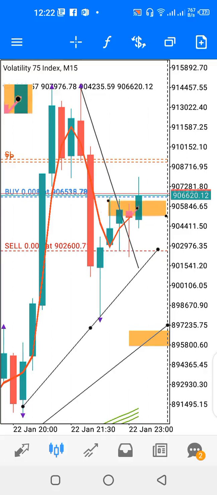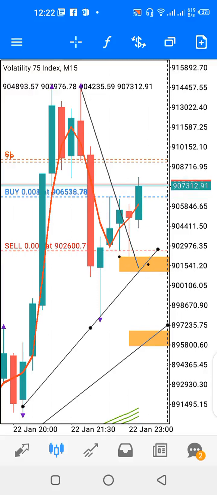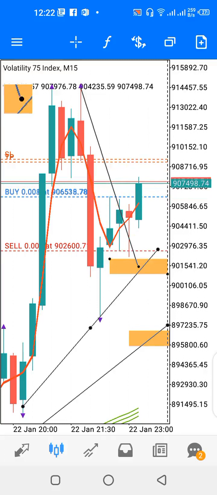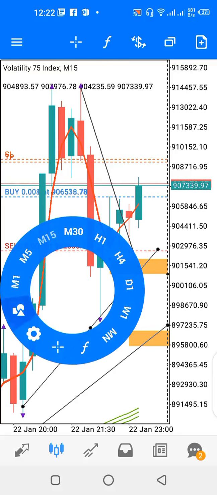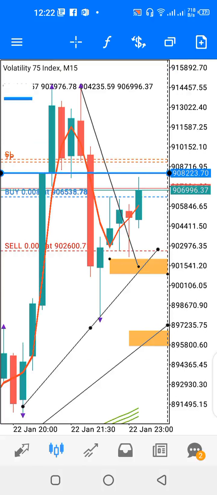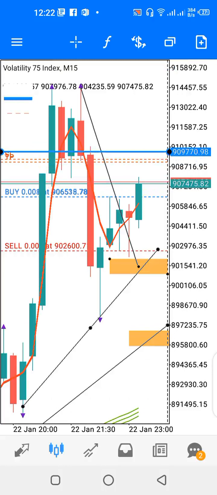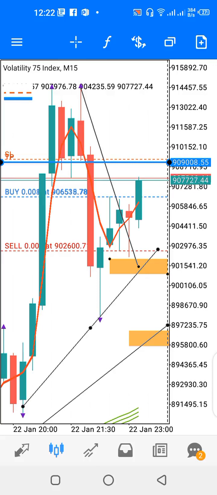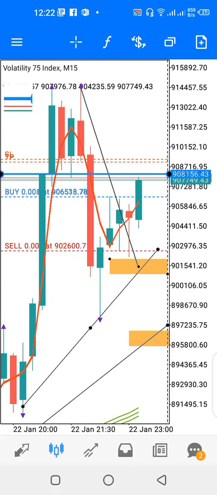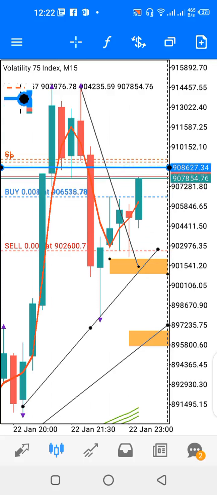We currently have a breakout of this range here. If price gets to this level, I should have break even. Okay, should have break even around here. If price continues up, I have some profit at the end of the day. If price gets to this level, I should have break even.